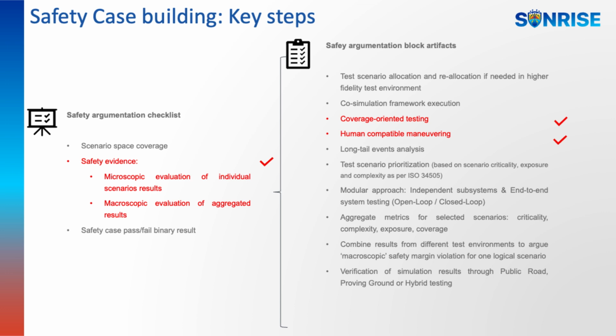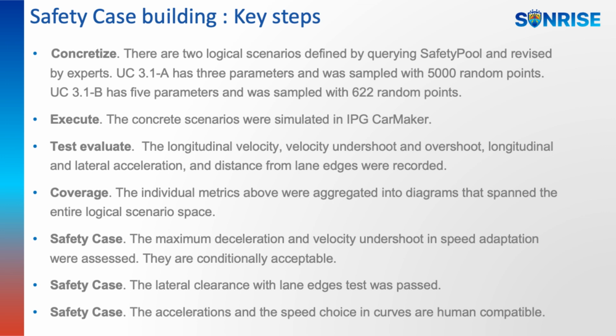We followed a safety argumentation checklist that covered a microscopic evaluation of results for individual scenarios, and a macroscopic evaluation by aggregating the results into comprehensive charts. Key artifacts include coverage of the scenario space with comprehensive charts and determination of internal and boundary points. See Section 4.1 of D3.4, and the evaluation of compatibility with human-driven vehicles. We will show these steps.